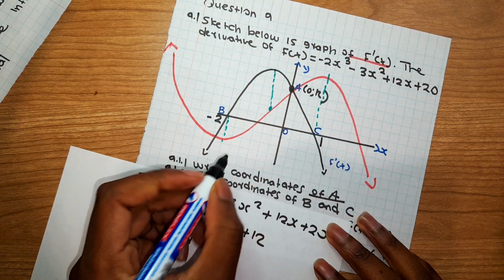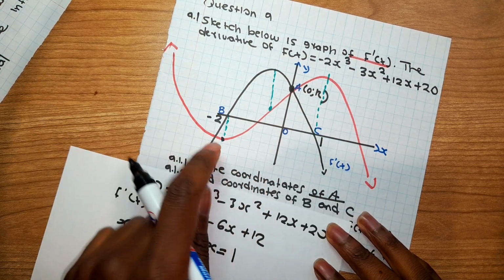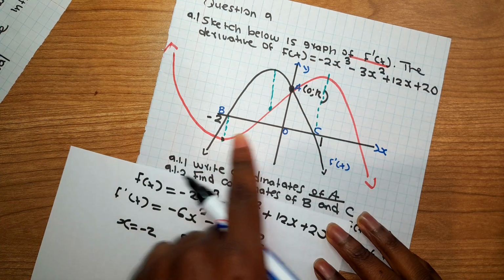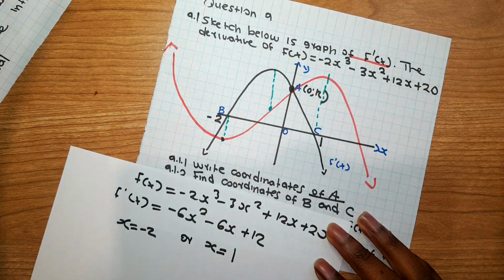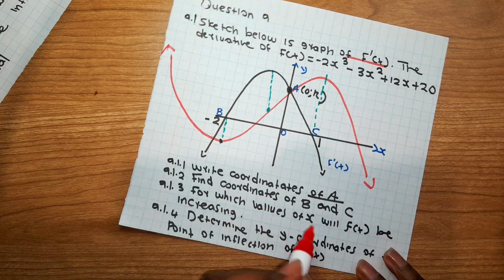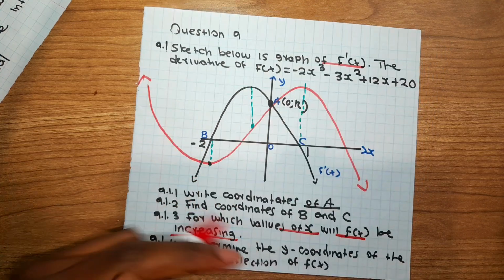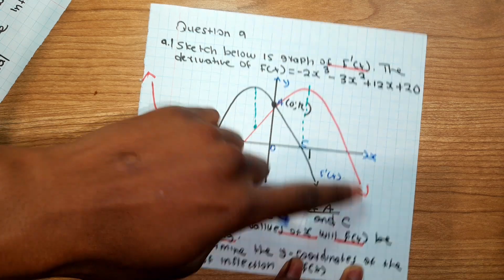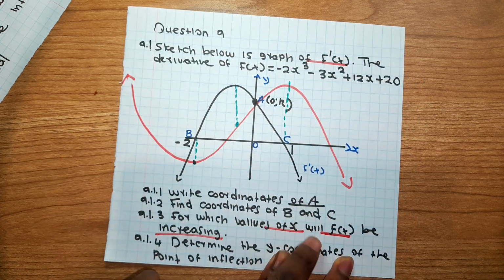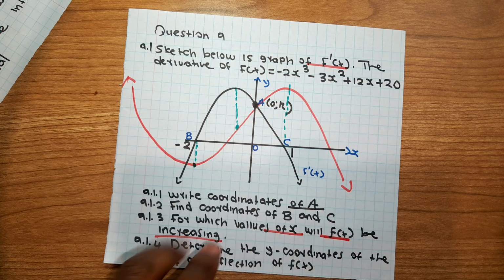So you immediately know that even for the turning points, the value of x is going to be at minus 2, and it's also going to be at 1. Isn't it? Now, they ask you, look at this, guys. For which values of x will f(x) be increasing? Look at this. They are not saying f prime of x. They are saying the original f(x). They say, for which values of x will f(x) be increasing?